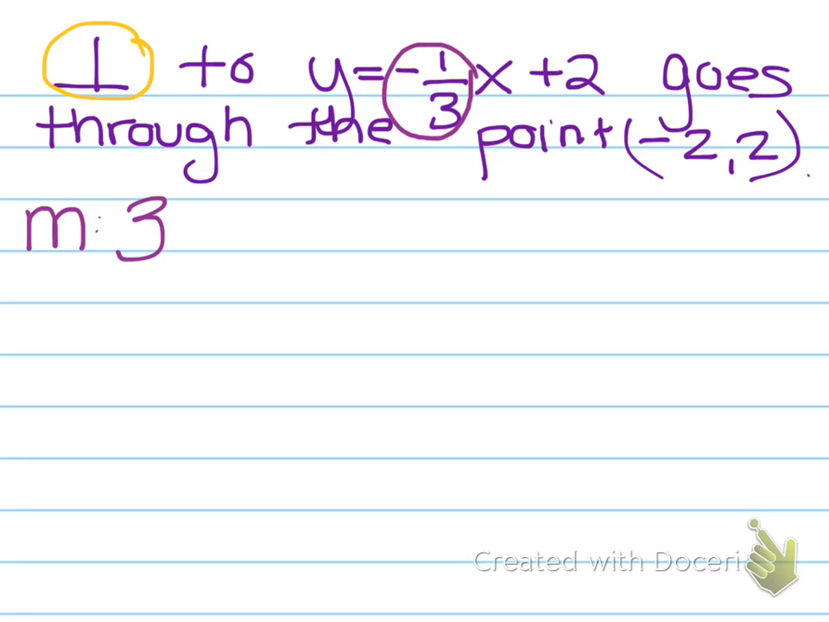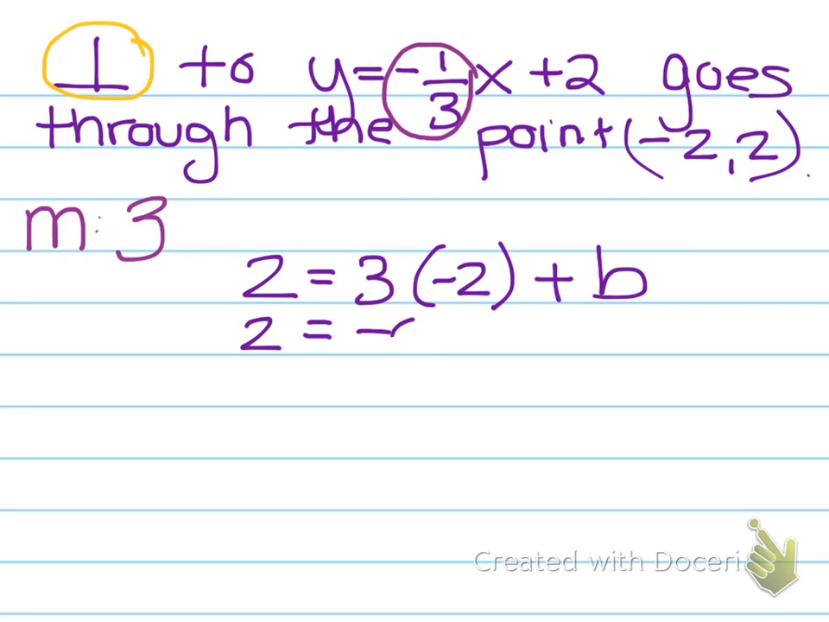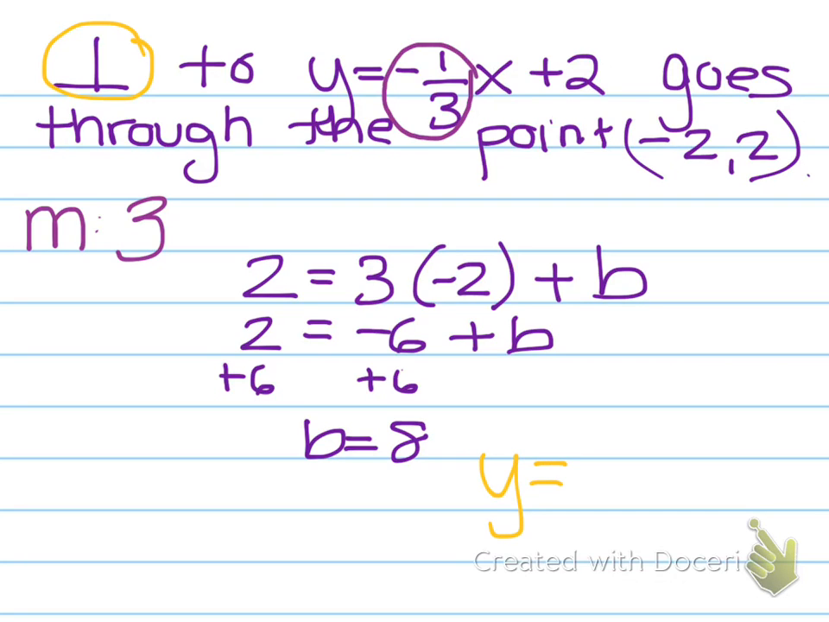Okay, so I'm going to use this point, -2, 2, and I'm going to write 2 equals 3 times -2, and then we're going to solve for b. 3 times -2 is -6, and if I add 6 to both sides, b equals 8. So a line that is perpendicular to -1/3 x plus 2, but it goes through the point -2, 2, is going to be y equals 3x plus 8.